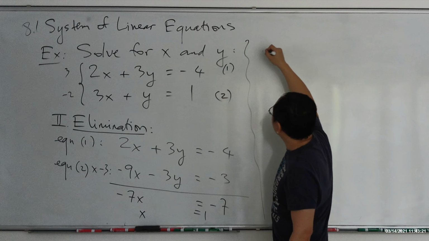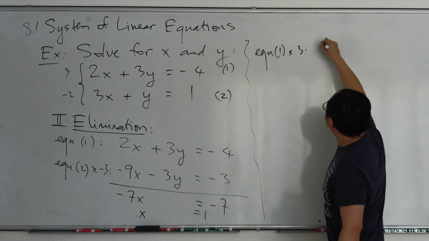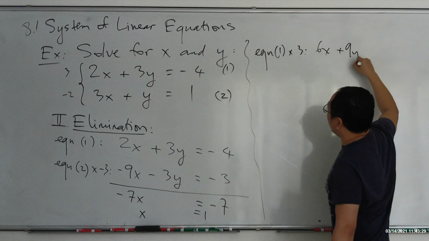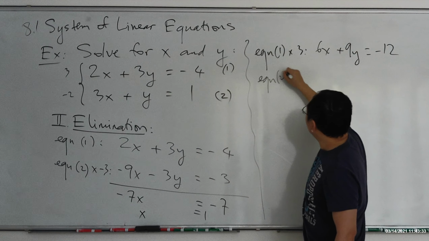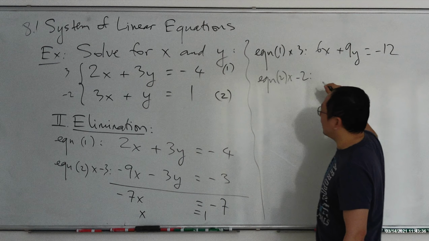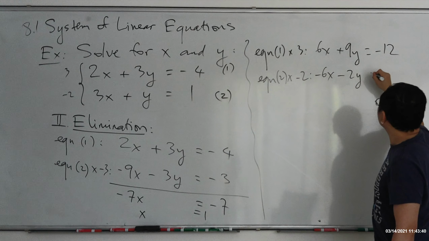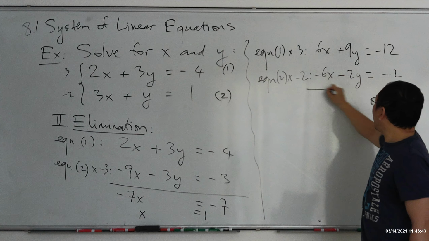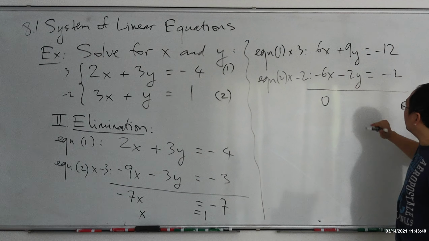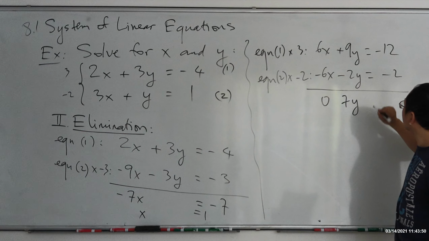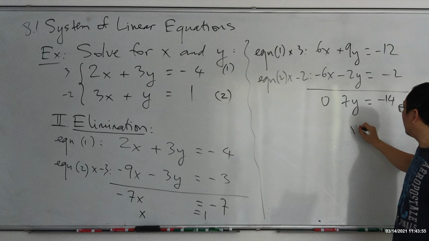Okay, let's do that. Equation 1, I'm going to times 3. See, 6x plus 9y equal to -4. Okay? Equation 2, I'm going to times -2. And I have -6x minus 2y equal to -2. I'm going to add the two equations up. X is going to cancel out. 9y minus 2y is 7y. And it's equal to -14. Divide both sides by 7, I got y equal to -2.